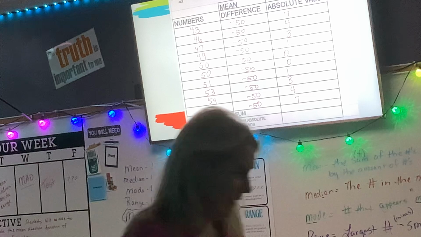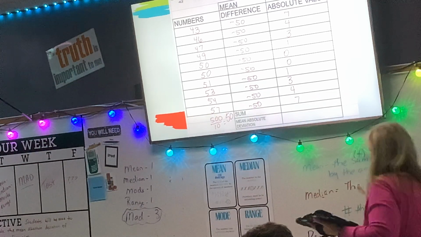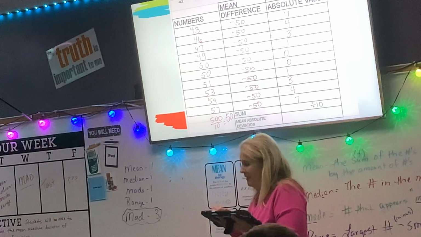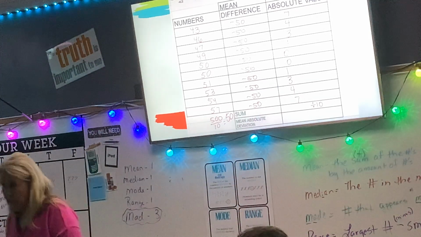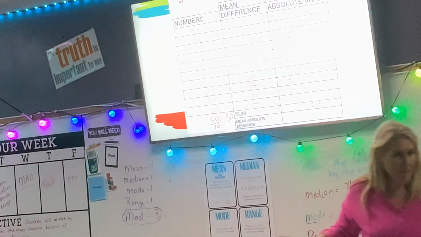54 minus 50, 4. And 57 minus 50, 7. Perfect. Now, remember, what I divided by here, 10, I will also divide by 10 there. Even though they're zeros, zeros are numbers. Okay? So go ahead and add those up.